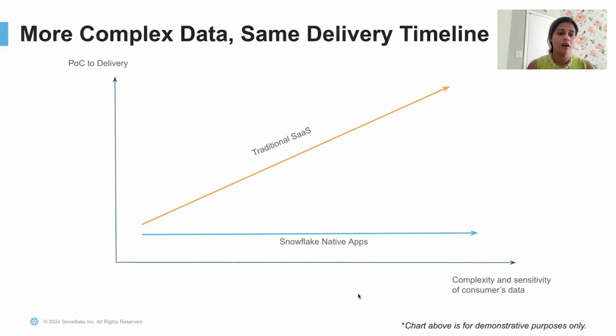If you take even a step back, what does it look like in case of native apps versus a traditional SaaS model? With growing complexity of applications, your time to go from POC to delivery will go on increasing exponentially with a SaaS application framework. Versus with growing complexity and sensitivity of your consumer data, it remains flat in most cases for Snowflake native applications. And that, my dear friends, is the value of using Snowflake Native Application Framework. Off to you, Eduardo.